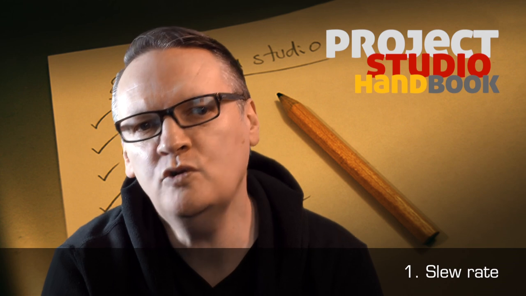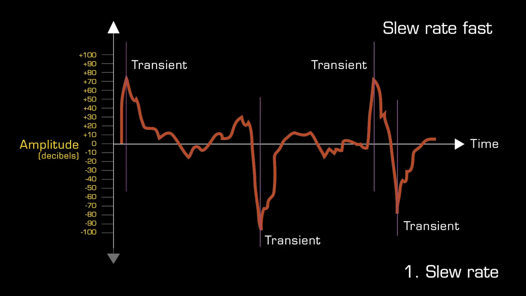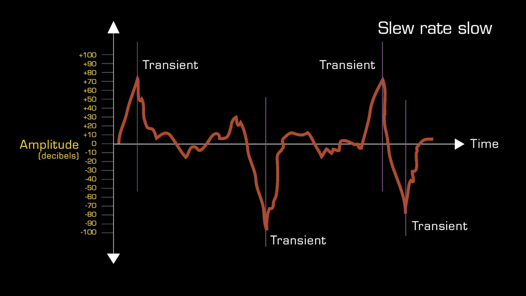Firstly, slew rate. The slew rate is a measure of how fast an amplifier can respond to sudden changes in amplitude, especially those that occur at the transient or attack of a sound. Early designs had slower slew rates, which tended to soften or smear transients. This has the effect of making the signal sound more organic and less detailed, and can be useful in minimizing the sound of clicks and pops from things like instruments and saliva.